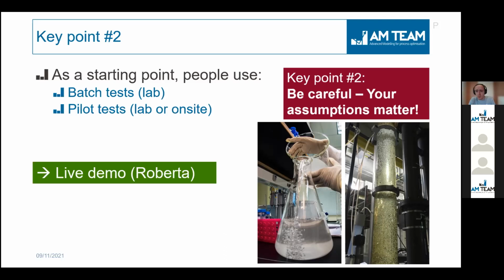Roberta will show you in a live demo a little more on this topic, the importance of these batch tests, and how sensitive the overall performance of your system is to them. So now I give the floor to Roberta, and we are going live to Italy. Yeah, thanks, Peter.